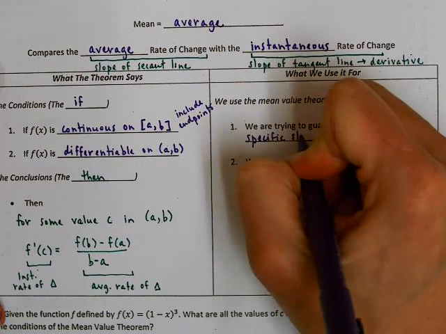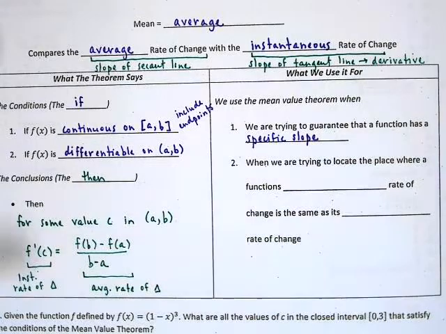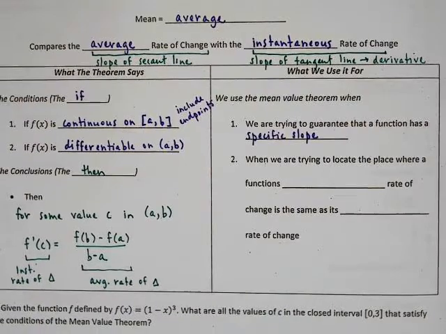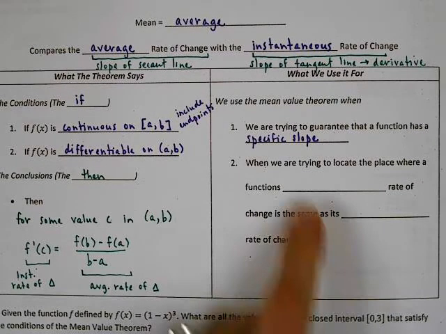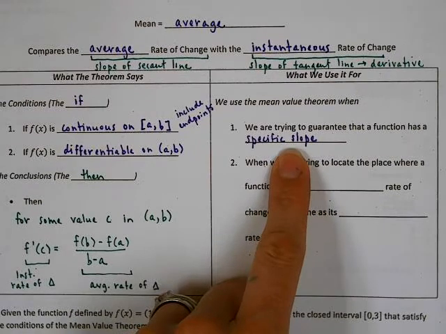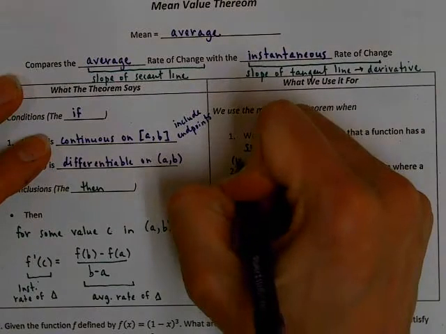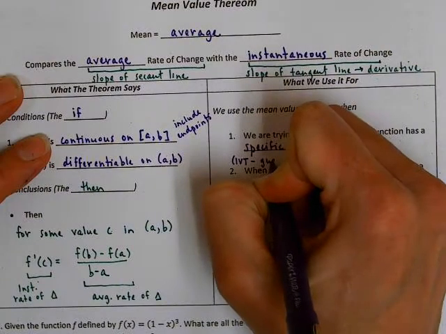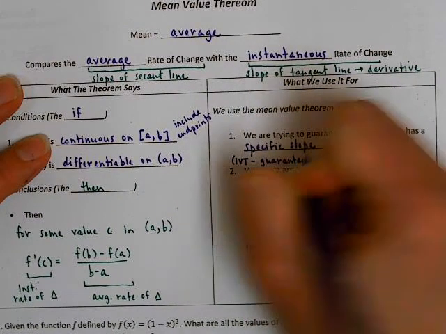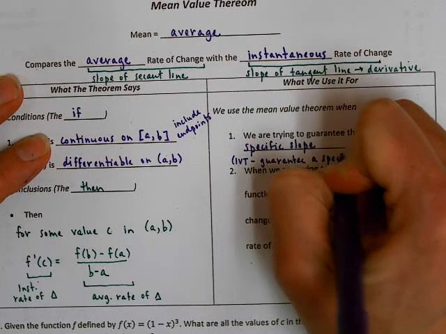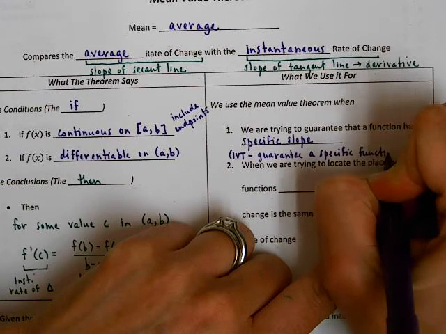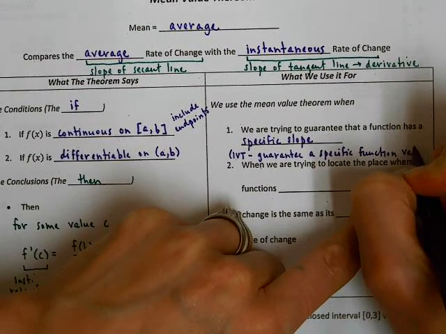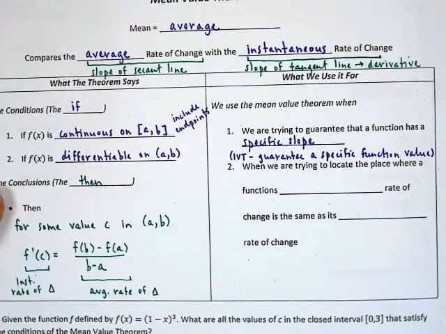Here's what I want to bring up. A lot of people think when they hear mean value theorem, they start comparing it to the intermediate value theorem. Remember, the IVT we use to guarantee that a function takes on a specific value? But in MVT, we're guaranteeing that a function has a specific slope. So I'm going to make a note here: IVT is to guarantee a specific function value. Just as a side note there.